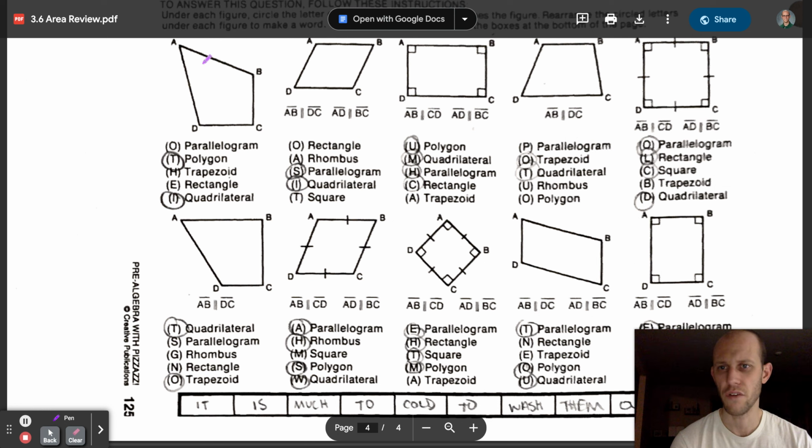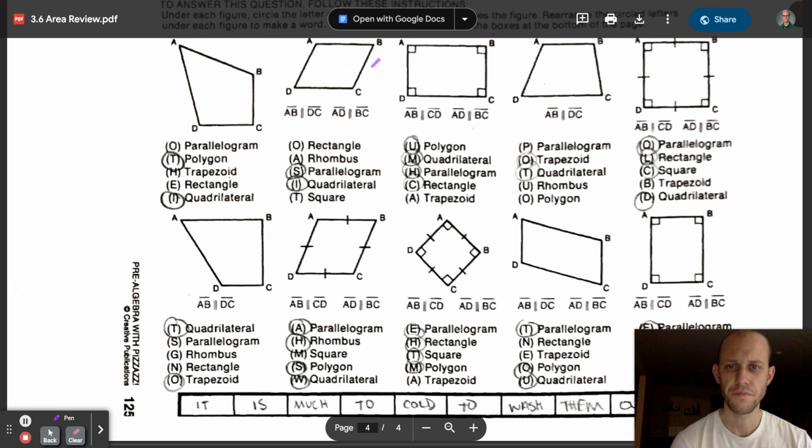So this shape right here looks like it's four-sided, so for sure a quadrilateral, got it. For sure a polygon, got it. But a trapezoid, parallelogram, and rectangle all have a set, at least, of parallel sides, and this has none. So those are the only two options.